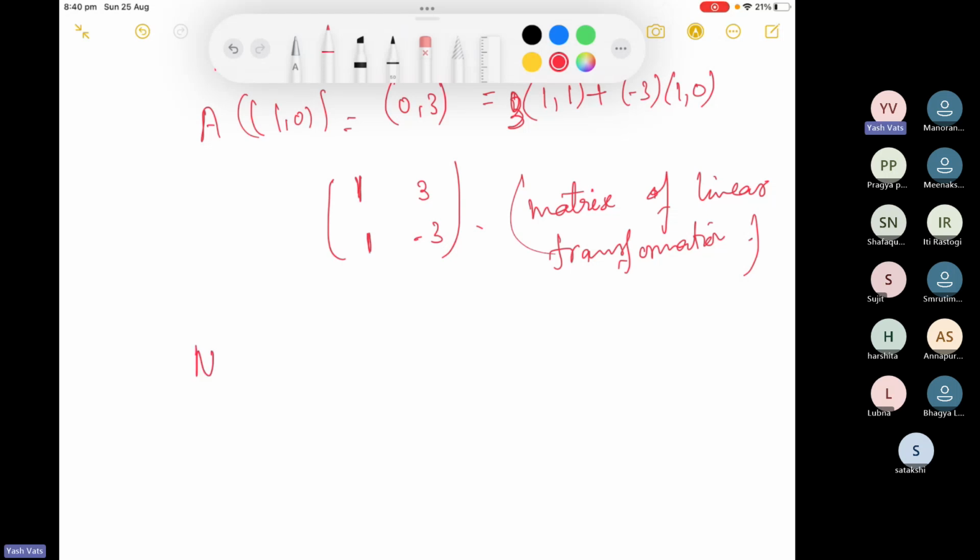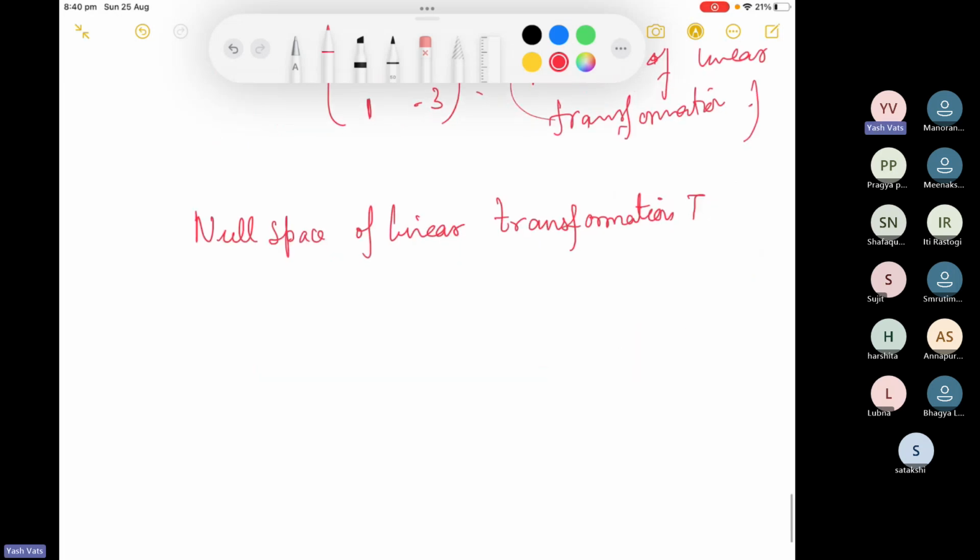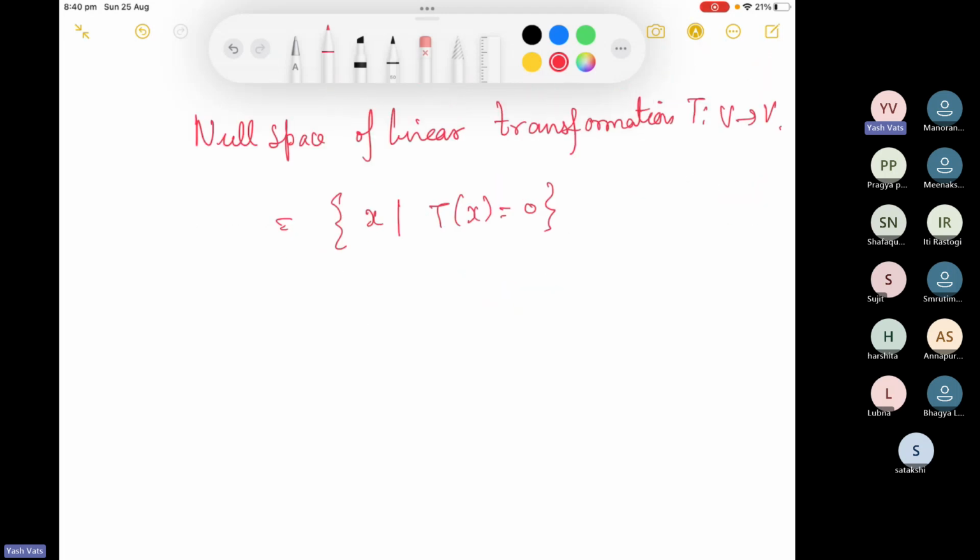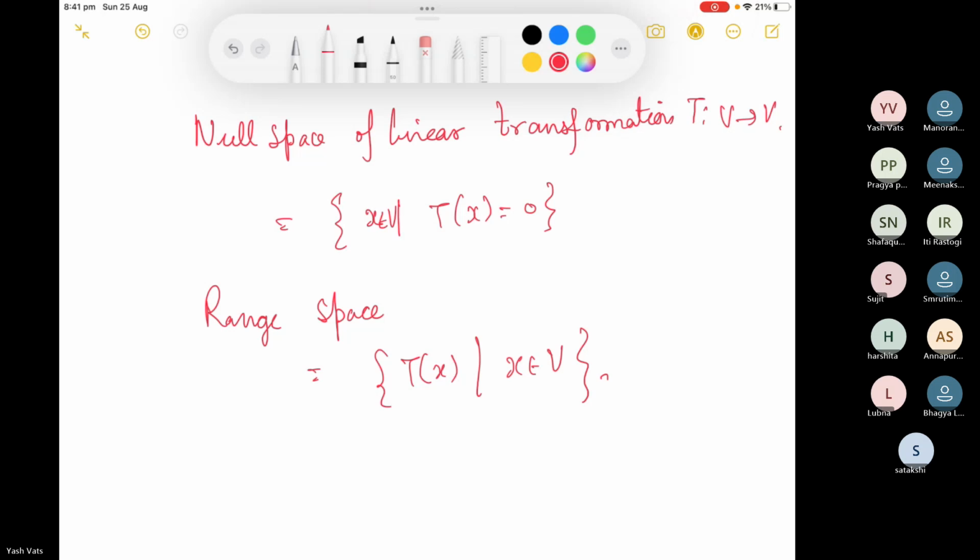Yes, so what is the null space of a linear transformation? If you remember, for a linear transformation, the null space is the set of x such that Tx is 0. So if you have to find the null space, you can find it easily with the definition. And the range space is Tx such that x is in V.